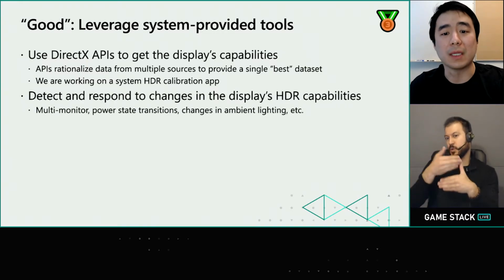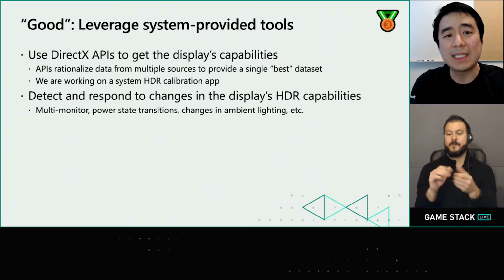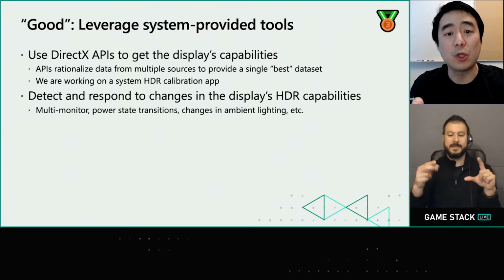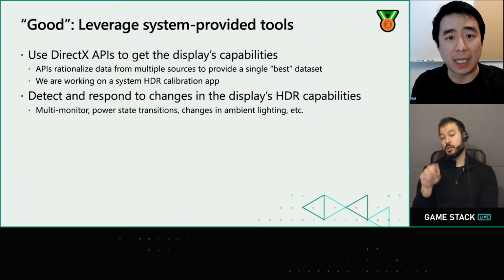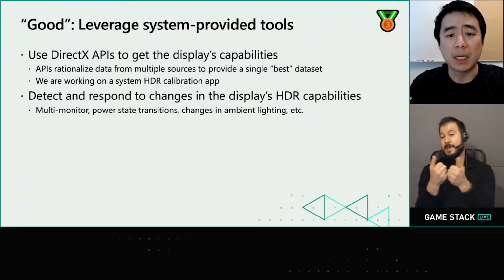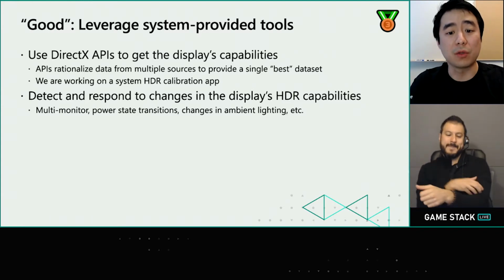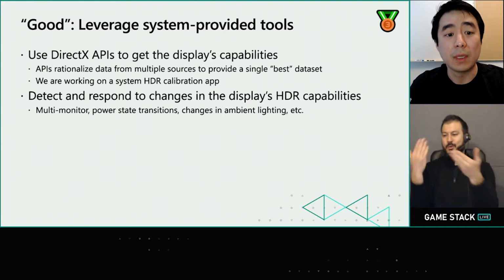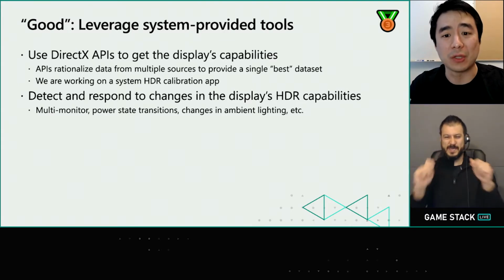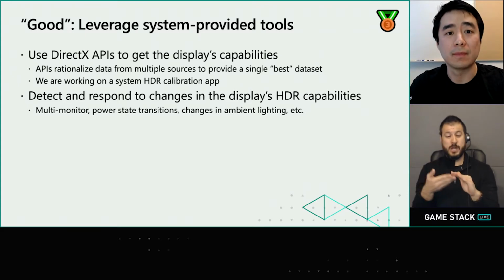A critical concept that's particularly relevant to PCs is that your display's HDR capabilities can change at any time. This could be because your user has moved their game between different monitors, because they're on a laptop or another device with power-saving modes, or even because the room has gotten brighter or darker, changing the viewing conditions. Use our APIs to detect these changes and adapt your game's rendering to the new state of the display.